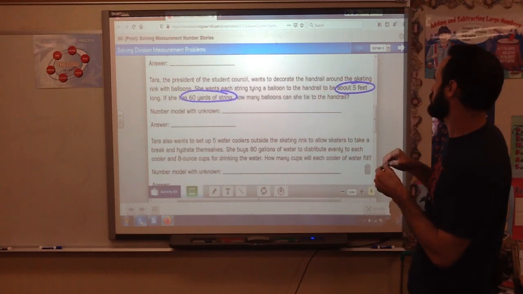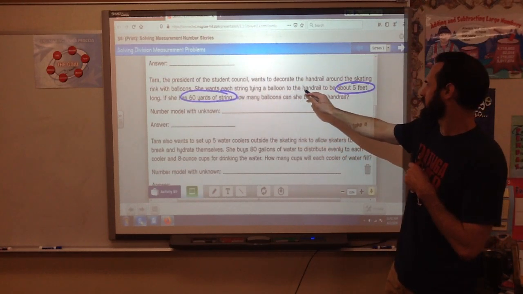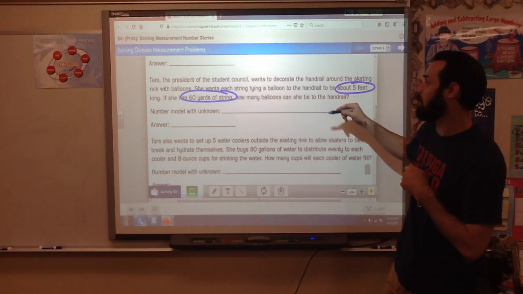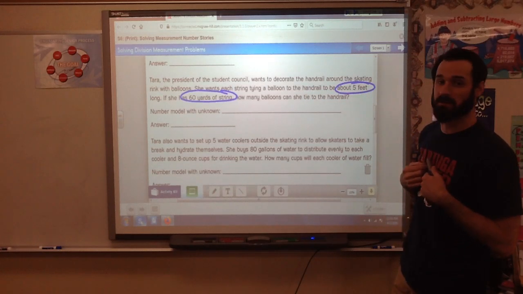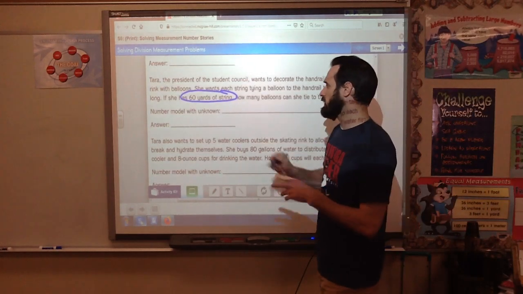Tara, the president of the student council, wants to decorate the handrail around the skating rink. She wants each string tying the balloon to handrail to be about 5 feet long. Sorry, that was my mistake. I see my mistake here. So what we need to do is we need to change the yards into feet.